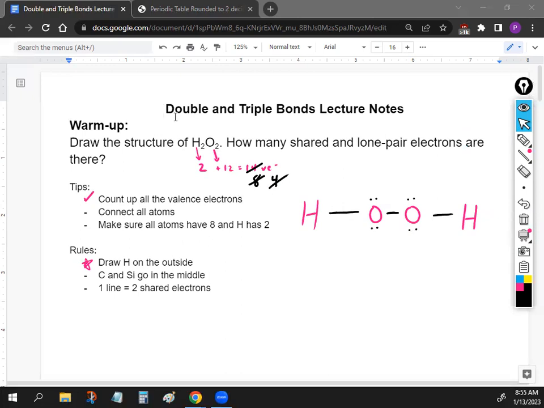All right. So today we're going to be learning about something called double and triple bonds. Up until this point, we've only been drawing 1 line between the atoms, right? Now that you see the name of the lecture, double and triple, it's not too bad. It's the same thing. We're just going to be moving some electrons around.